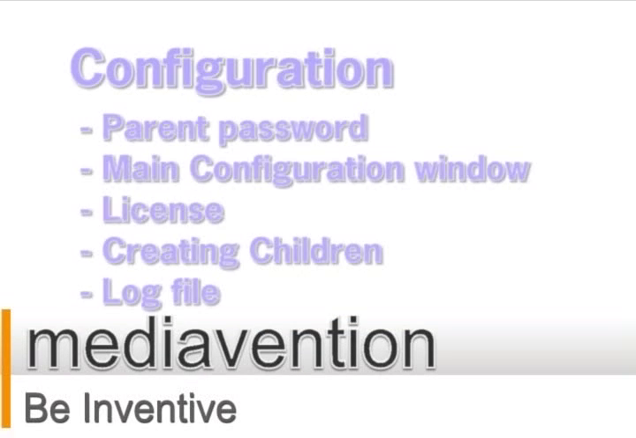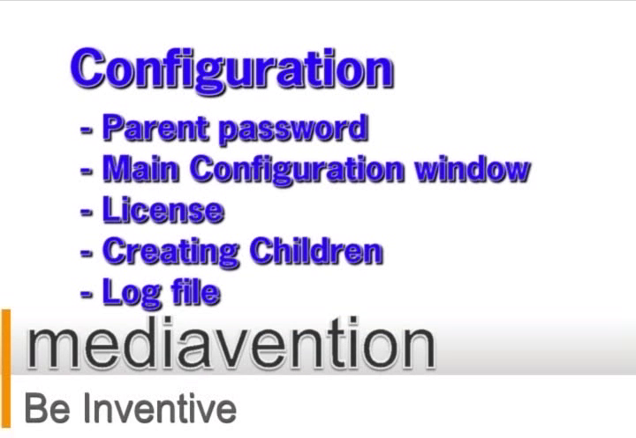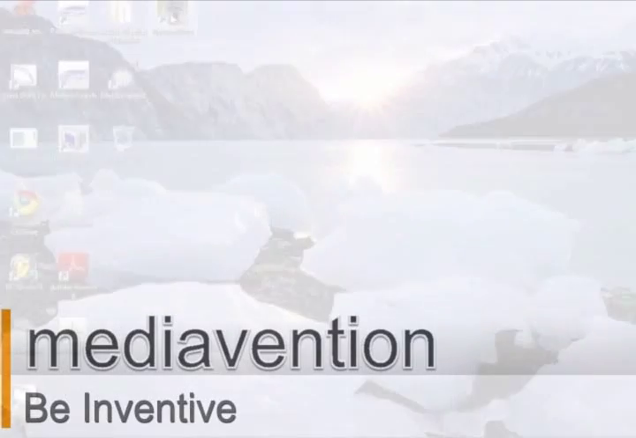Now I want to get into the configuration section. This is where we set up Gary to do all those nifty things that we just saw in the first section. So we're going to set the parent password. We're going to look at the main configuration window. We're going to set our license. We're going to create and delete child accounts. And we're also going to look at the log file, which tells us what's happening on the computer.